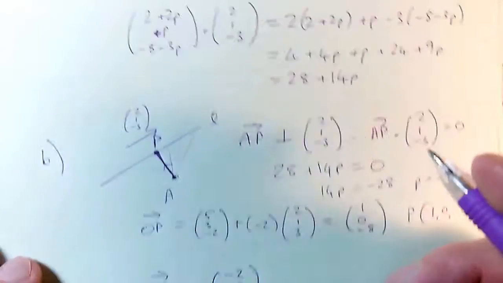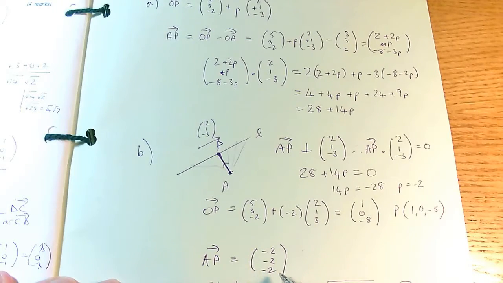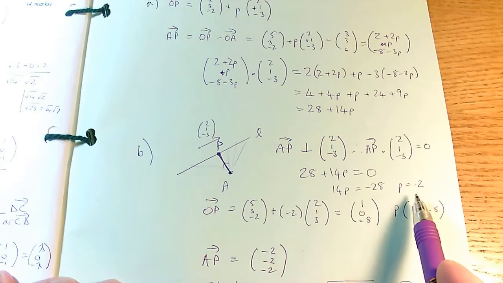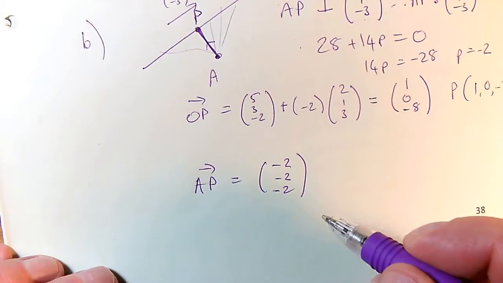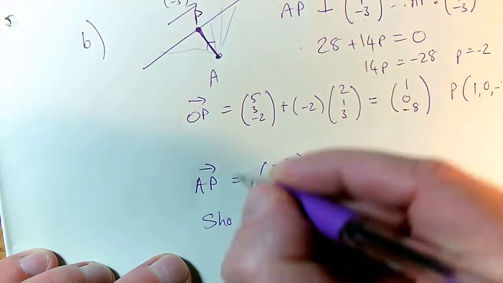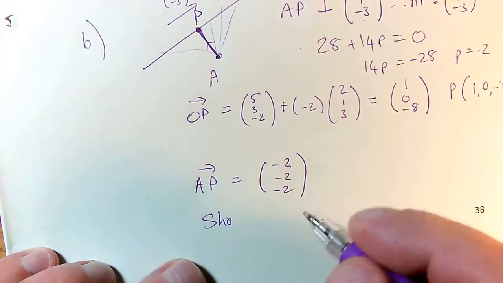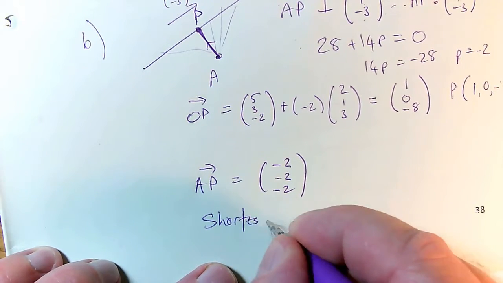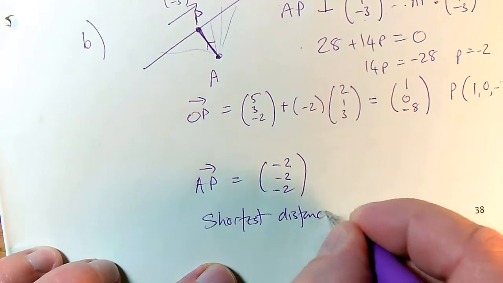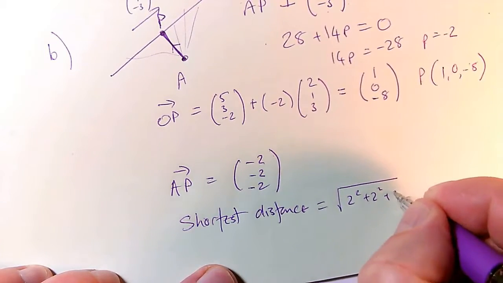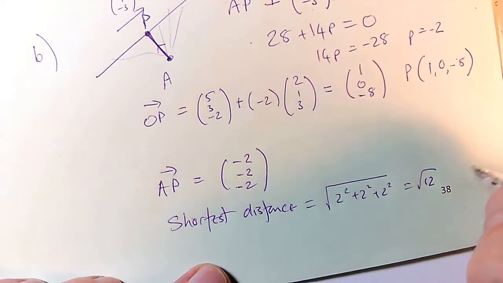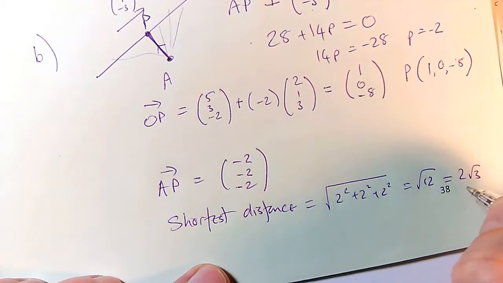Just to be crystal clear, this minus 2, minus 2, minus 2 has come from taking our p value of minus 2 and substituting it into this expression. So this, with p substituted in, simplifies to this value of AP. So I now know the length from A to the line via the shortest route. The shortest distance is just going to be the magnitude of this vector, which is the square root of 2 squared plus 2 squared plus 2 squared, which is the square root of 12, which is root 4 root 3, which is 2 root 3. And I finished. Hooray.